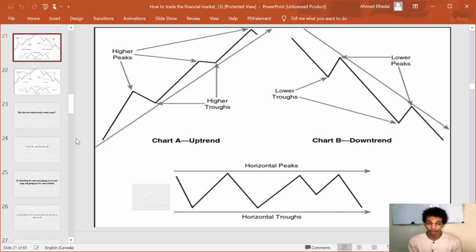The difference between these trends is that in the uptrend, the peaks get higher and higher, while the troughs get higher and higher as well. Also, the opposite occurs in the downtrend, while in the sideways trend, the peaks and the troughs range within a very tight range. That means the price of the tradable security is not going up or down.